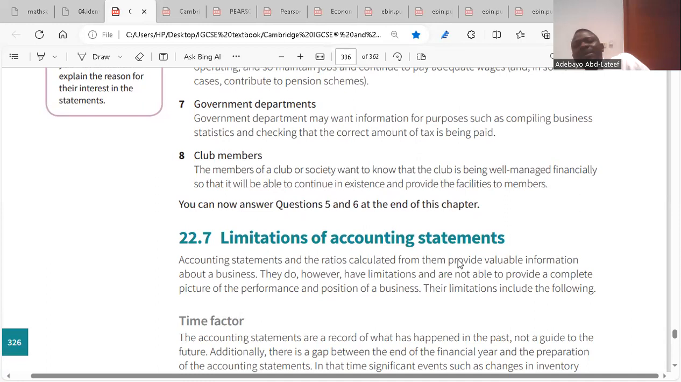Club members, the members of a club or society, want to know that the club is being well managed financially, so that it will be able to continue in existence and provide the facility to members. So club members too want to be sure, though it is not a profit-making organization, that it has the financial capability to continue running the club for as long as possible and to invest in club facilities.